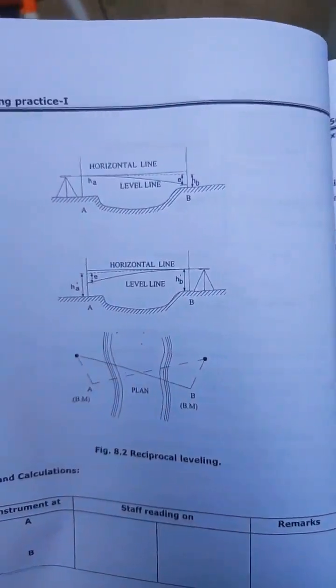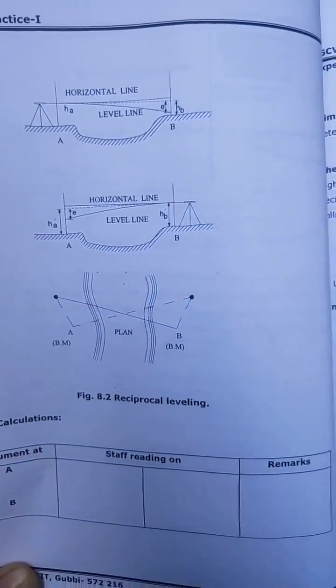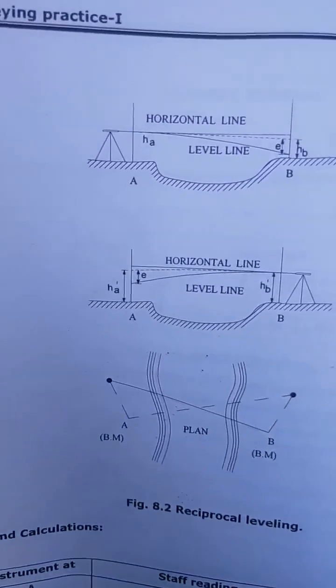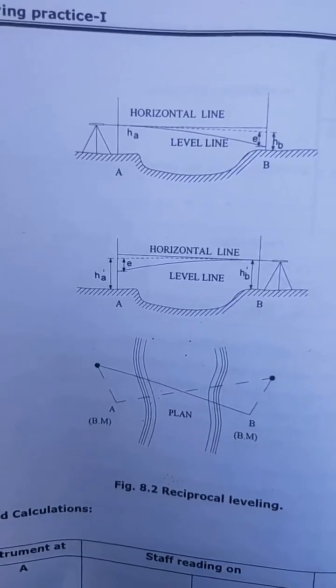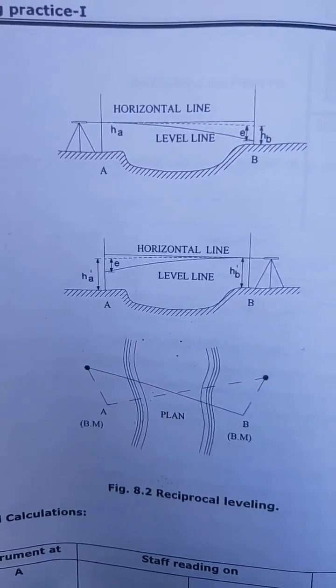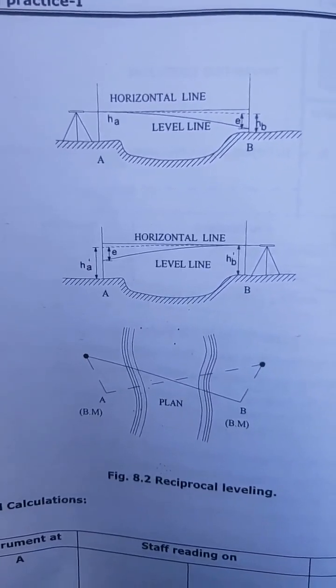Okay. These are the 2 points we have today. Now we have to find those 2 points. So now you are seeing a figure. A and B are the 2 points on either side of the bank. If you see the plan, you can understand A and B are the 2 points on either side of the bank.